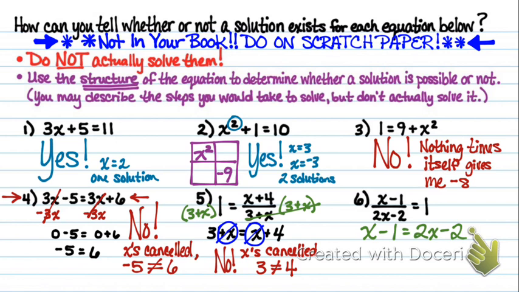How many x's do I have on the left side over here? 1. How many x's over here? 2. So if I take all of these away, what would I still have over here? I'd still have 1 over there. Would it be possible to find a solution for this one? As long as my x's don't completely cancel out, yes, I can. So this would be another yes.